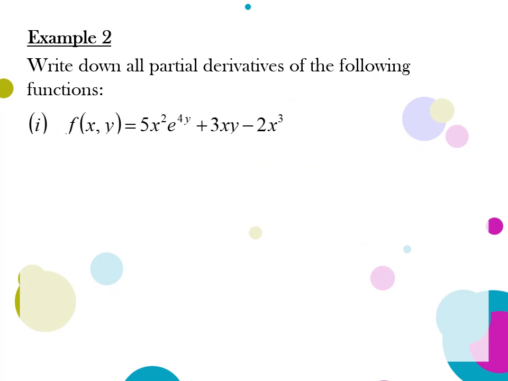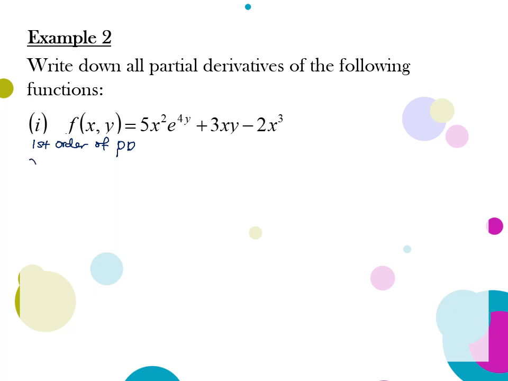Okay, let us look at second example here. Write down all partial derivatives of the following function. So we will find all the partial derivatives. Let us perform for the first variable first. So find the first order partial derivative.